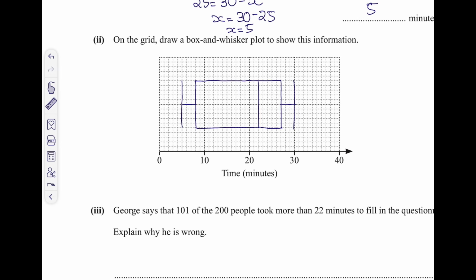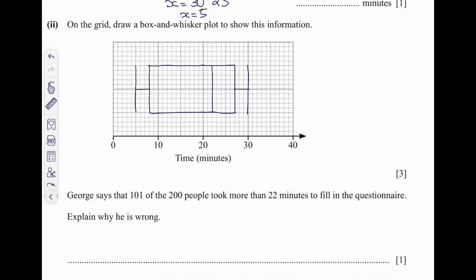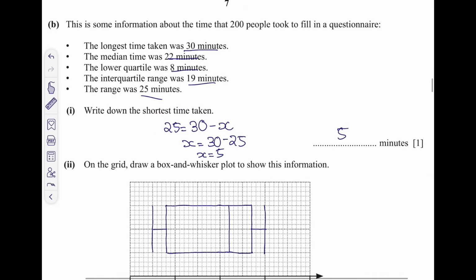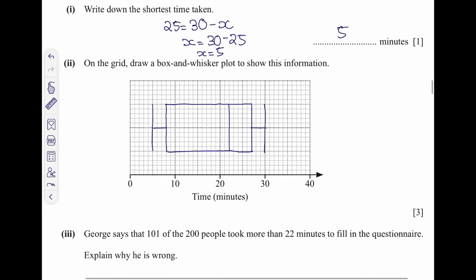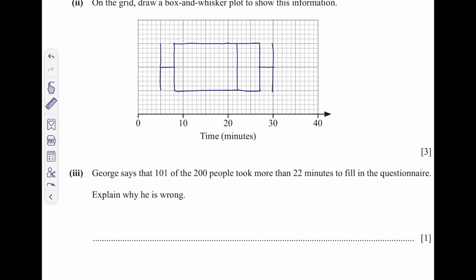Now here we have a theoretical question, and it says that George said that 101 of the 200 people took more than 22 minutes to fill the questionnaire. Explain why this is wrong. Basically the median was 22 minutes. If you understand that the median is 22, that is where the median is at 50%. So at least 100 people took basically 22 minutes. And if he's saying that 101 people took more than 22 minutes, the 101 is basically more than 50%. So that's why it's wrong.